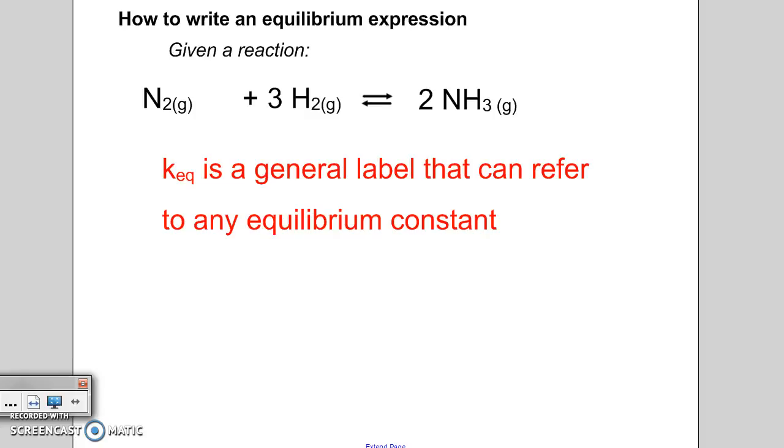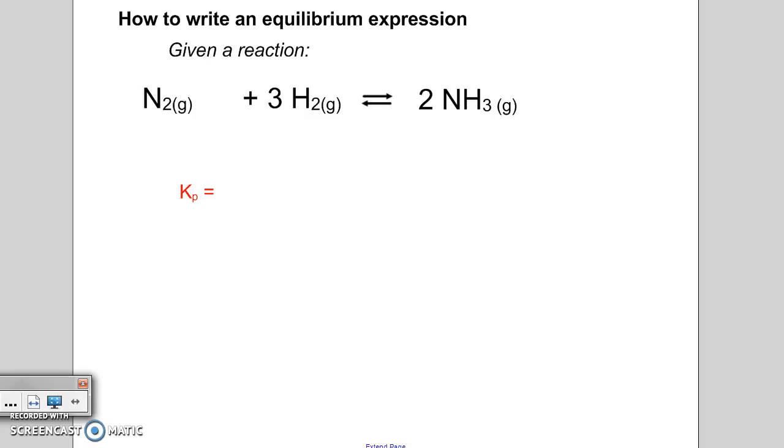So if you have K, you can label it just KEQ, if you're not worried about whether it's a Kp or a Kc. KEQ is our general label for the equilibrium constant. So let's say that we were using partial pressures for this reaction. Let's calculate the Kp here. We're not going to actually get the number. We're not going to work with numbers, but we're going to generate an expression.